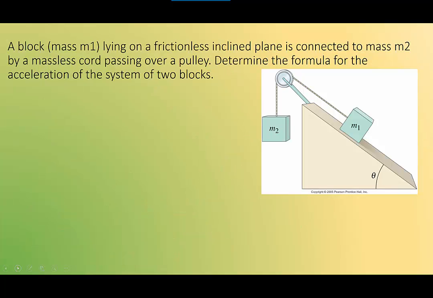Let's do one more. This one's a little bit more difficult in that we have two boxes. We have a block of mass m1 lying on a frictionless, ooh, I like these, frictionless inclined plane. It is connected to mass m2 by a massless cord, also very nice, passing over a pulley. Determine the formula for the acceleration. Notice it does not say find the acceleration, just find the formula for the acceleration for the system of two blocks.